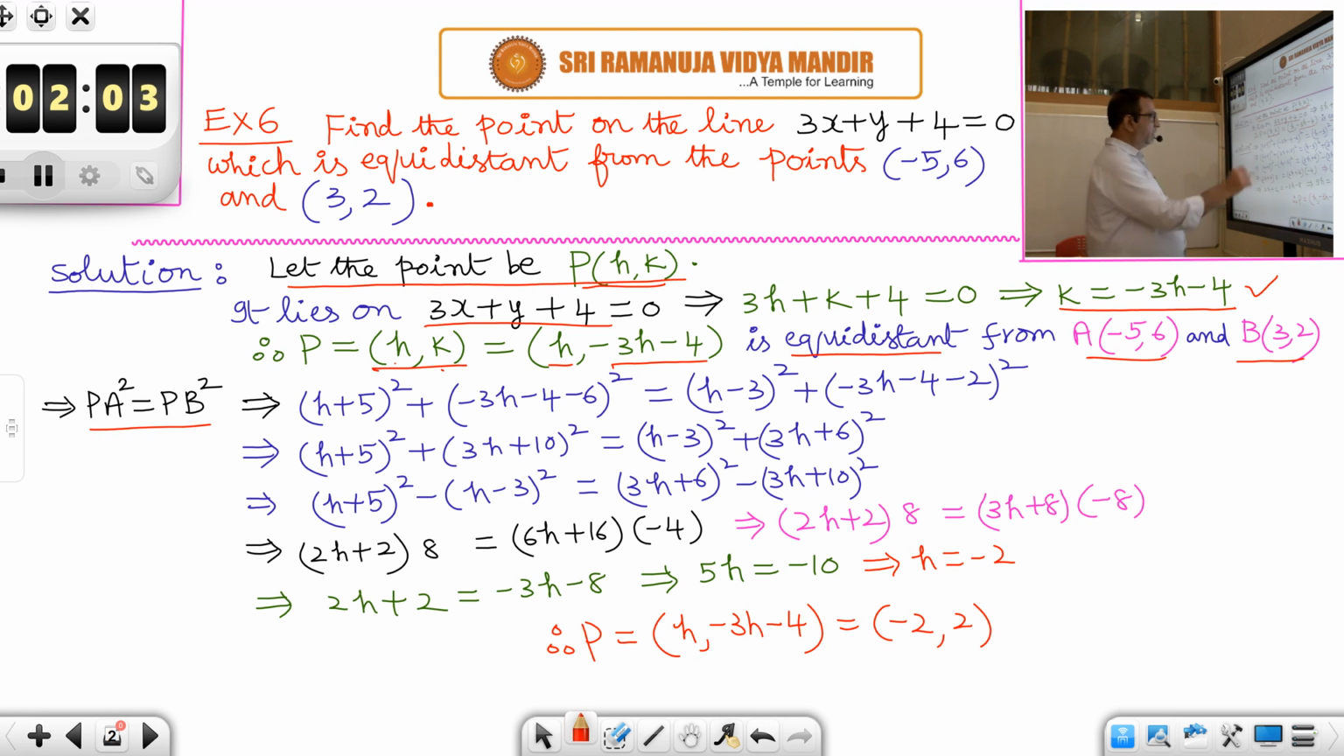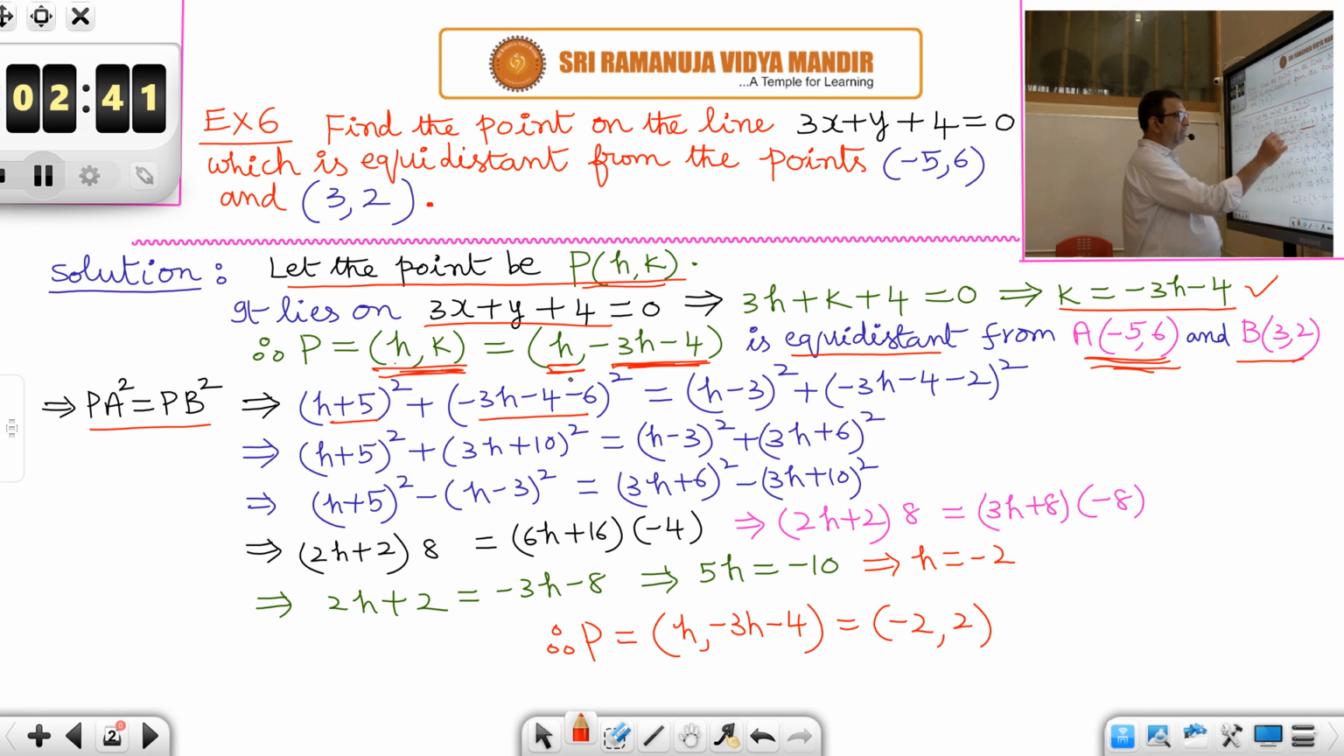So what is PA square? This point and that point: x1 minus x2 whole square plus y1 minus y2 whole square. h plus 5 whole square. Sorry, let us take this point. We have eliminated k already, only h. Sorry, this point and this point. Okay, what is PA square? h plus 5 whole square plus minus 3h minus 4 minus 6 whole square. Is equal to the right side, PB square.